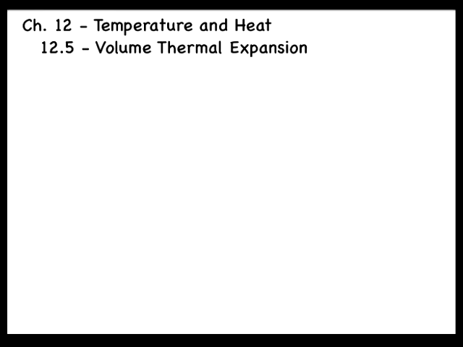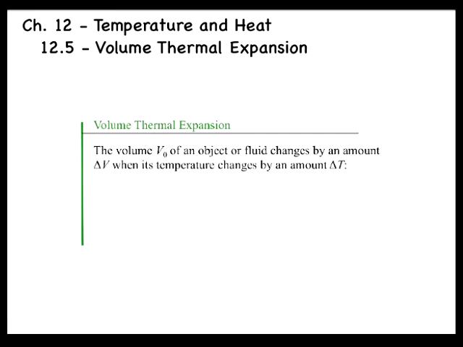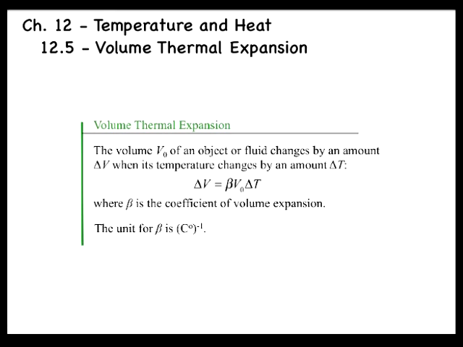These two proportionalities can be expressed as the following equation with the aid of a proportionality constant beta, known as the coefficient of volume expansion. Delta V equals beta V0 delta T. The algebraic form of this equation is similar to that for linear expansion, delta L equals alpha L0 delta T. The unit for beta, like that for alpha, is inverse Celsius degrees.